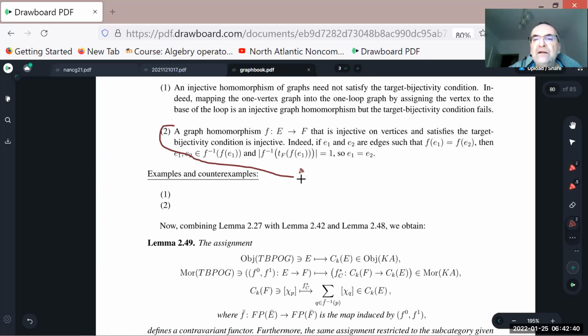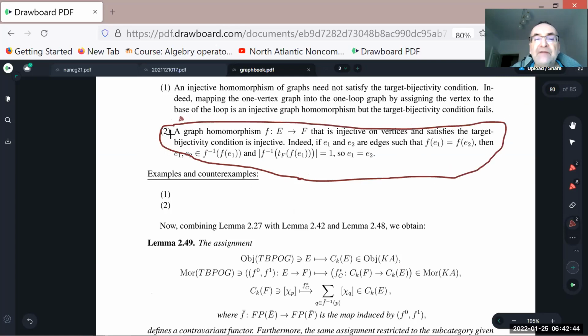So if I have a graph homomorphism that is injective on vertices and satisfies the target bijectivity condition, then it is injective. Yes, exactly. A graph homomorphism that is injective on vertices and satisfies the target bijectivity condition is injective. So it's also injective on edges, right? So we end up basically talking about subgraphs. So here was a simple argument.